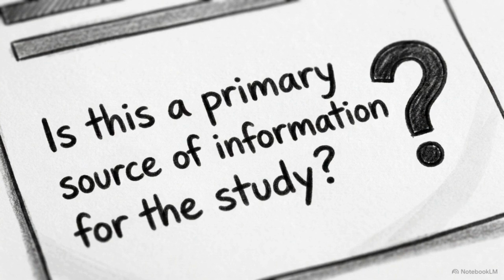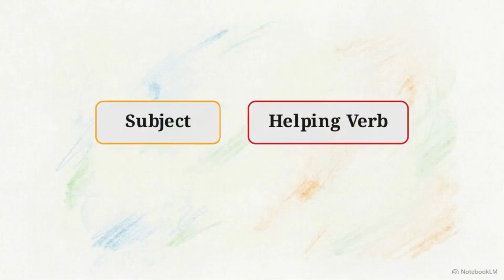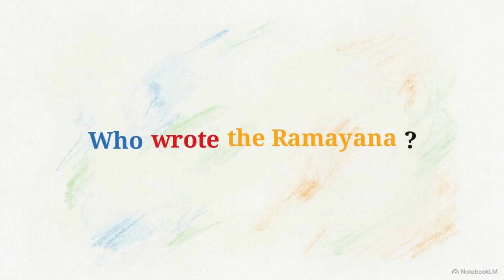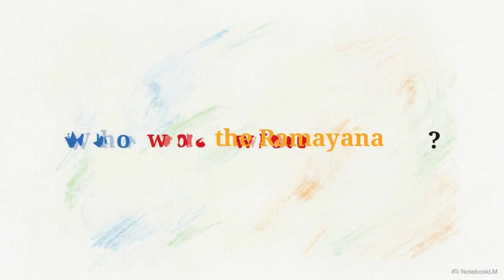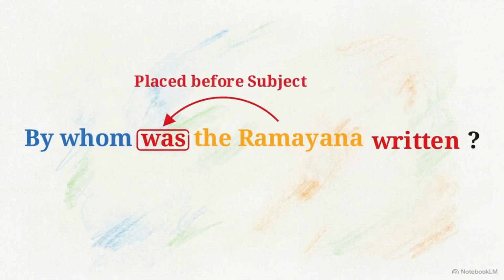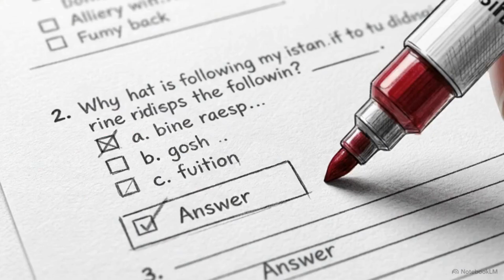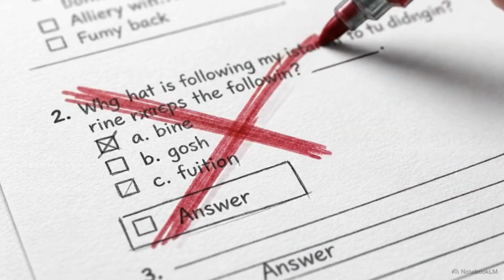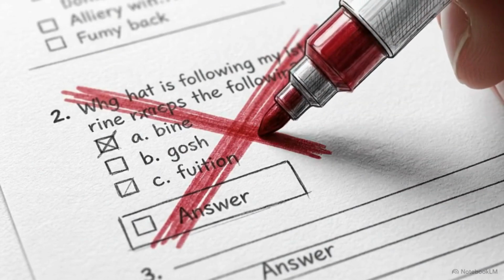Questions require a different approach. When converting an interrogative sentence, the passive version must maintain its question structure. This requires an inversion. The helping verb must stay in front of the subject. Who wrote the Ramayana converts to by whom was the Ramayana written, with the verb was appearing before the subject. Relying solely on a basic swap without considering these shifts in context is where most avoidable errors occur.